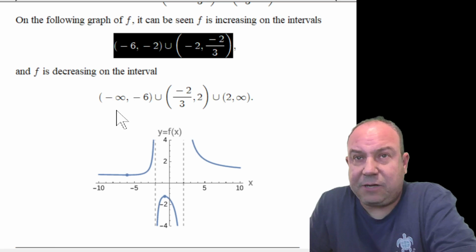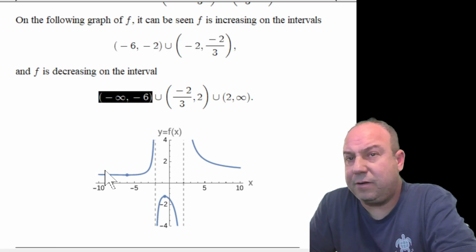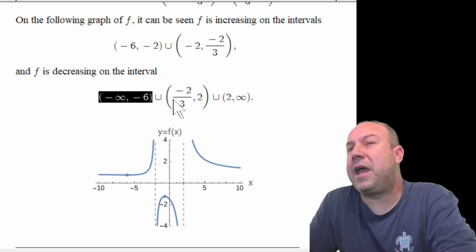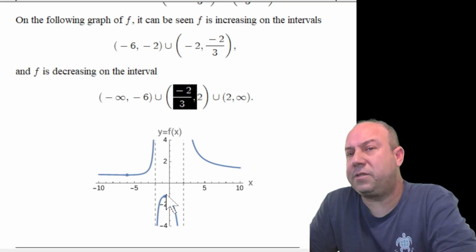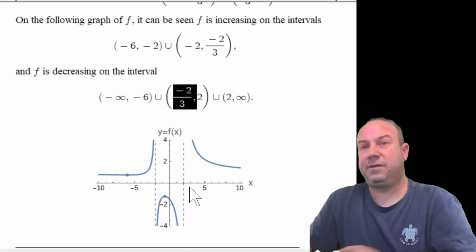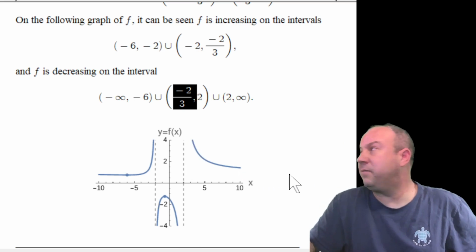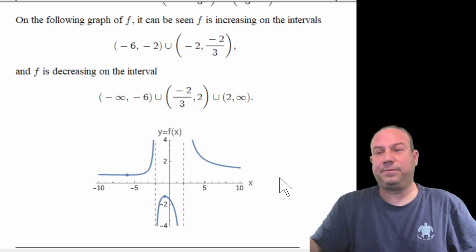Everywhere else, we're decreasing from -infinity to -6 in this portion here. From -2/3 to 2 from this extreme value on down. Right? Or from -2/3 over to this value of 2, we're decreasing. And then from 2, starting at this vertical asymptote out to +infinity, we're decreasing.